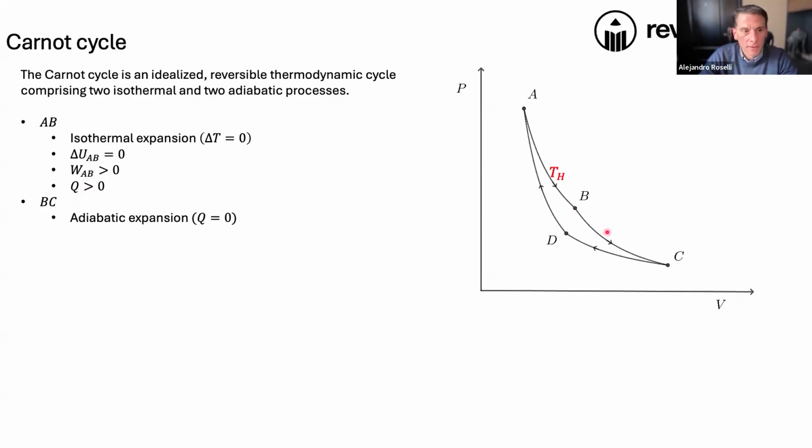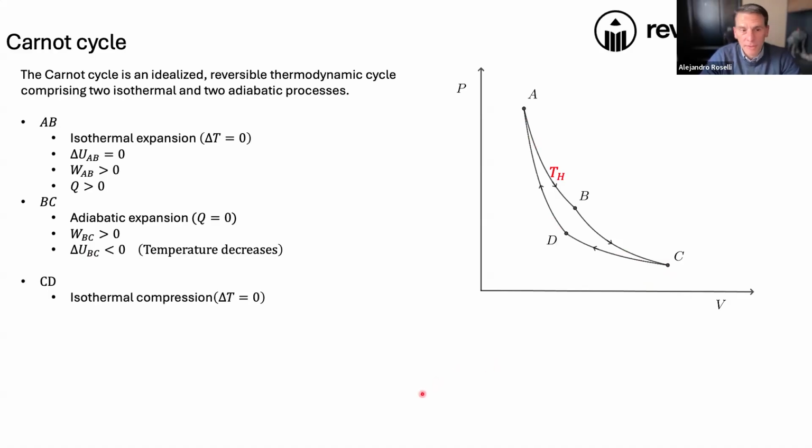During BC, it's an adiabatic expansion. No heat is being exchanged with the surroundings here, so Q equals 0. Still, there's a positive amount of work because we're still expanding the gas from B to C. And since there's a decrease in temperature along the adiabatic expansion, there's a negative variation in internal energy. I'll go quicker because it's kind of the opposite as we reverse the process from C to D and then all the way up to the starting point at A.